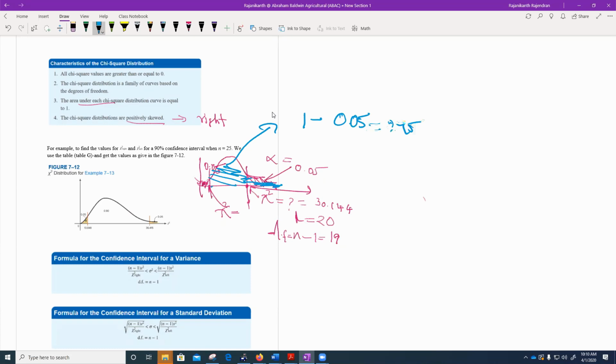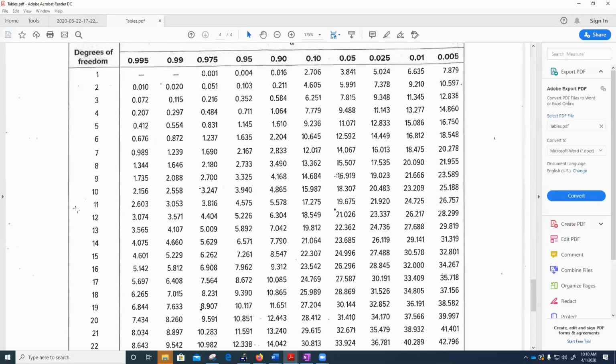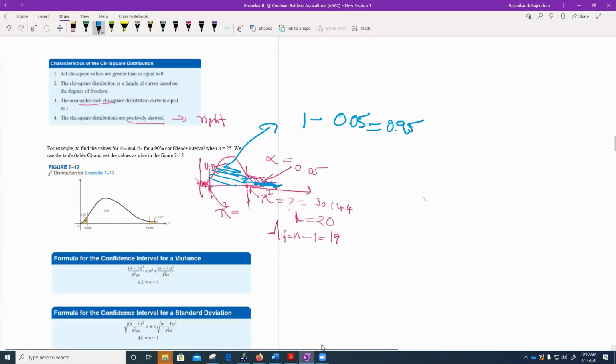Now you have to look for 0.95 in the table. I'm using the same degrees of freedom, same problem. So alpha is now 0.95 here. Then you have to look at 19, that is 10.117, right? So 10.117.